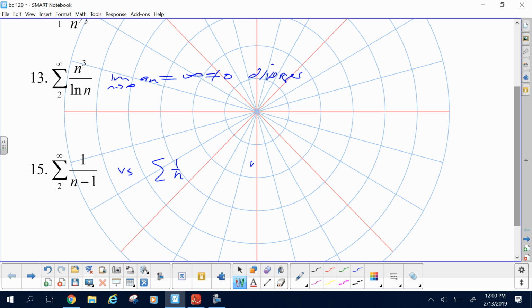Yep. n minus 1 is less than n, so 1 over n minus 1 is greater than 1 over n. And so the sum of 1 over n minus 1 is greater than the sum of 1 over n. Is that a conclusive test? Yes, it is. Infinite, greater than infinite is infinite, so it is conclusive.